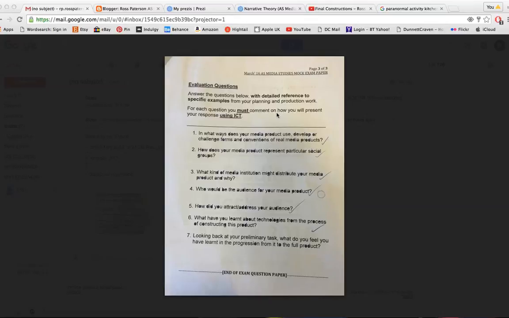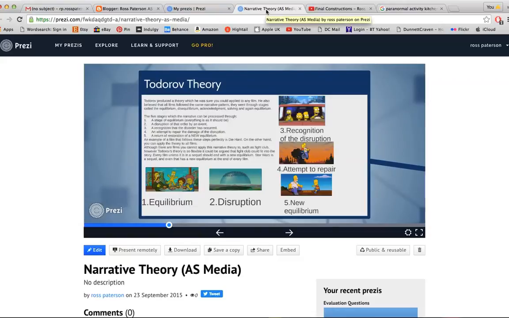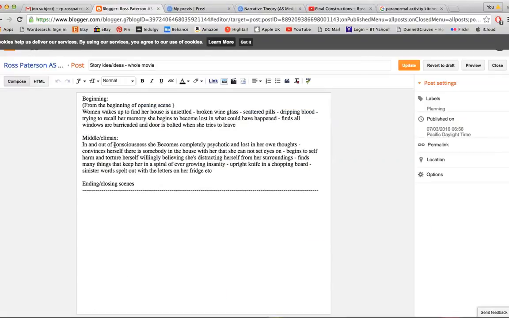Well, first of all, I believe my media product uses forms and conventions of horror movies through its storyline. Todorov's theory explains that a movie has an equilibrium point in which everything is calm, which is then disrupted, followed by reinforcement of the disruption. I believe I've used the conventions and forms of real media products, being Todorov's theory, by doing so with my own.